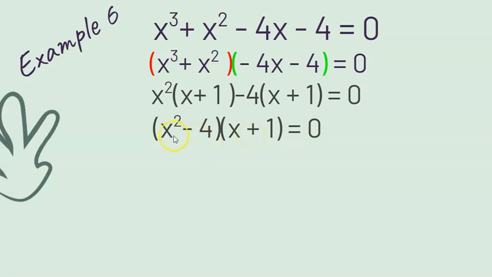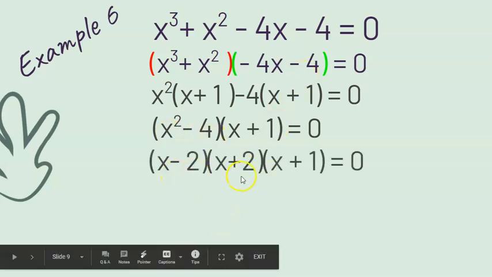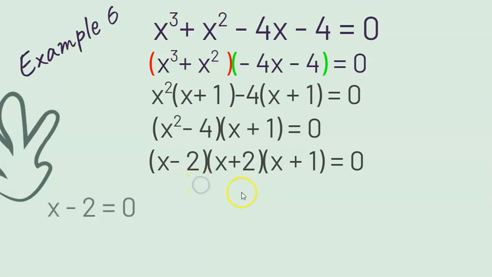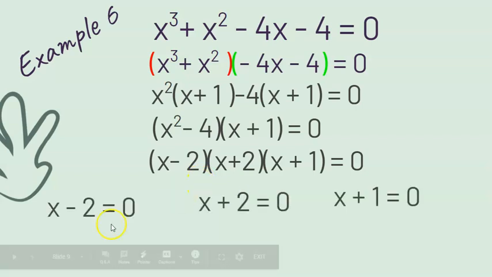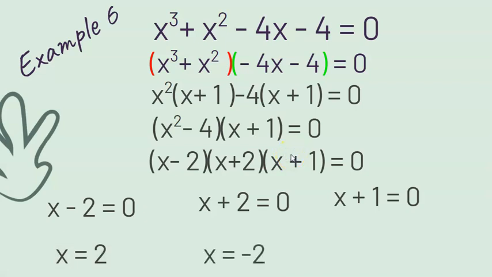Then my first binomial is a perfect square again with a minus, so it's a difference of perfect squares. I can factor that into x minus 2 and x plus 2. And then I'll set each of those terms equal to 0 and solve. So here I'm going to add 2 and get x equals 2. On the second one, I'll subtract 2 and get x equals negative 2. And then on the last one, I'm going to subtract 1 and get x equals negative 1.